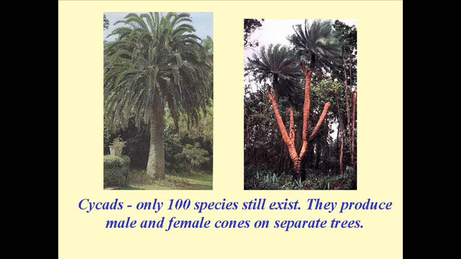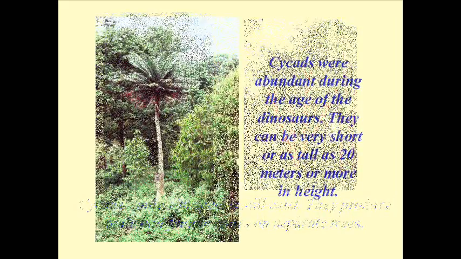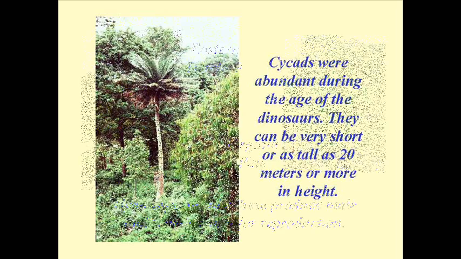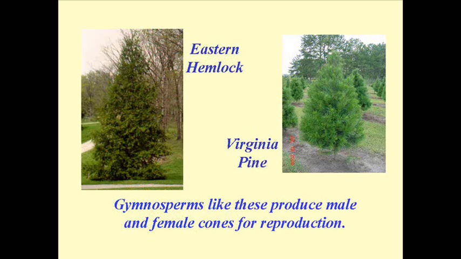Another group that's important or used to be important, the cycads. You see these in the tropics, okay? Now these guys are the first group of plants that began to produce what we call cones, okay? And again, they were abundant during the age of the dinosaurs, much like those club mosses. And so you see these, again, as a remnant from an older time.